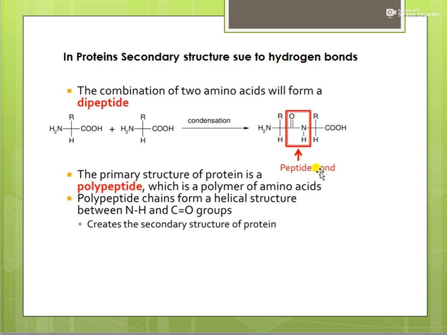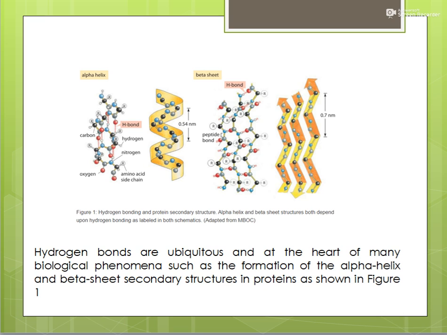Now, in the case of protein structure also, you have the peptide bond which is formed between the amino acids. The primary structure is mainly formed by the binding of different amino acids by peptide chain, but the secondary bonding is mainly formed with the help of certain hydrogen bonds.